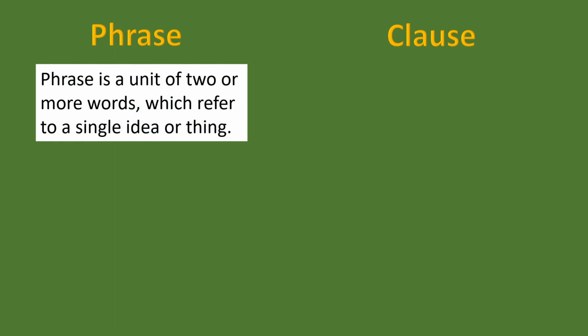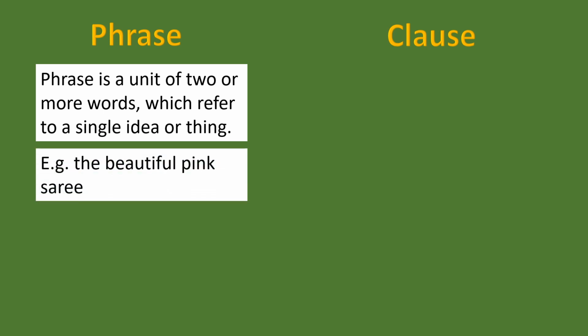A phrase is a unit of two or more words which refer to a single idea or thing. It means a phrase is a combination of two or more words, but all those words together indicate just one idea or one thing. See the example. The beautiful pink sari. Here it is called a phrase.